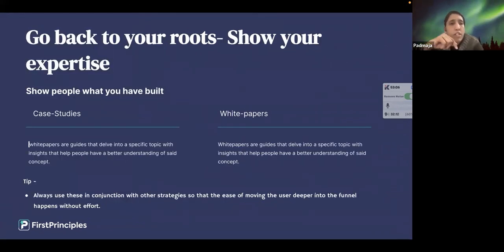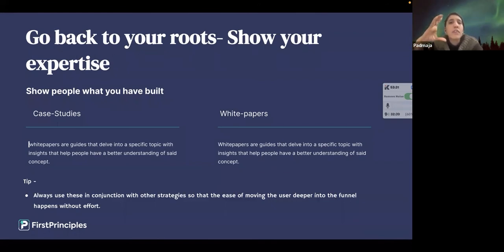Again, let's go back to our product, right? We are the experts in our product. We need to show that we are the experts. How do we do that? Case studies, white papers, ebooks, guides. All these showcase our expertise, right? We tell the world that, hey, we know what we are talking about. We have an opinion, and we are right.